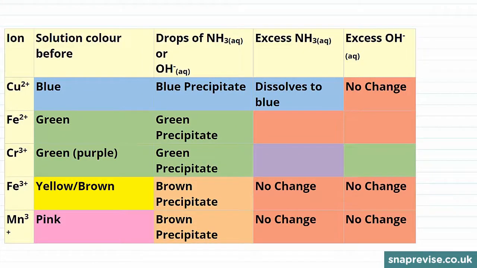This table summarises everything we learned in the last part of the video, but I encourage you to look back to see all of these precipitation reactions in more detail with their equations. We're just going to show here how you can use the excess of sodium hydroxide or excess ammonia to work out which ion is present if it's not at first obvious. Iron 2+ ions have a green solution and produce a green precipitate.